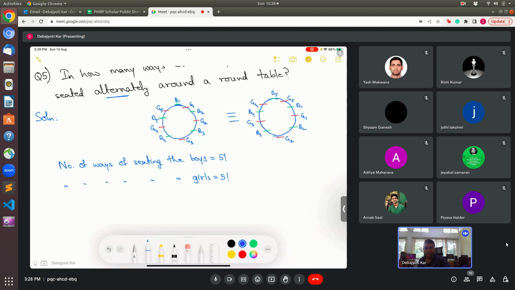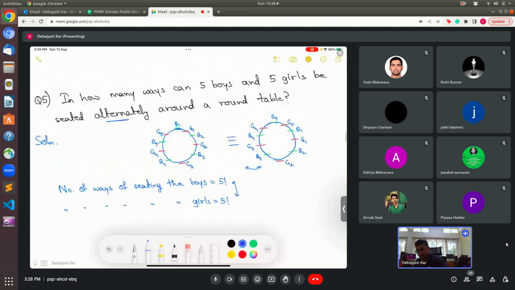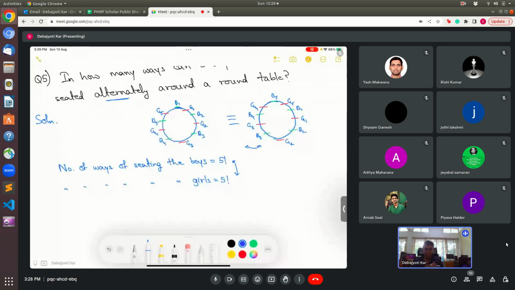Right, it's just a cyclic shift, and since it is a round table, cyclic shifts are the same. So these 2 permutations are in fact the same, but we have considered 5 factorial and 5 factorial. So basically we have considered these 2 permutations to be distinct. We have counted them. Now we have to count, for a particular arrangement, how many such overcountings we have done. If we fix this particular arrangement, how many such possible cyclic shifts are there?